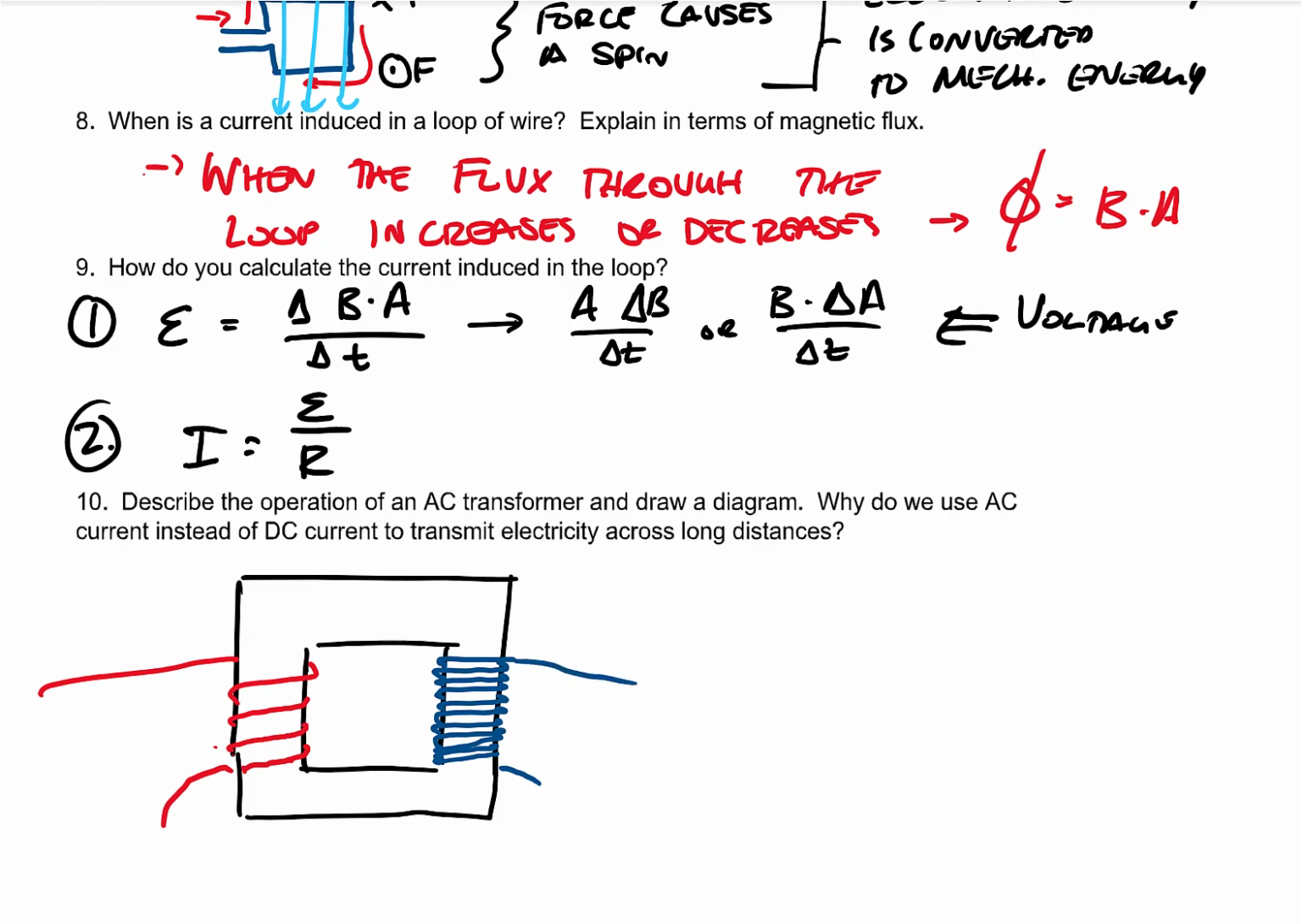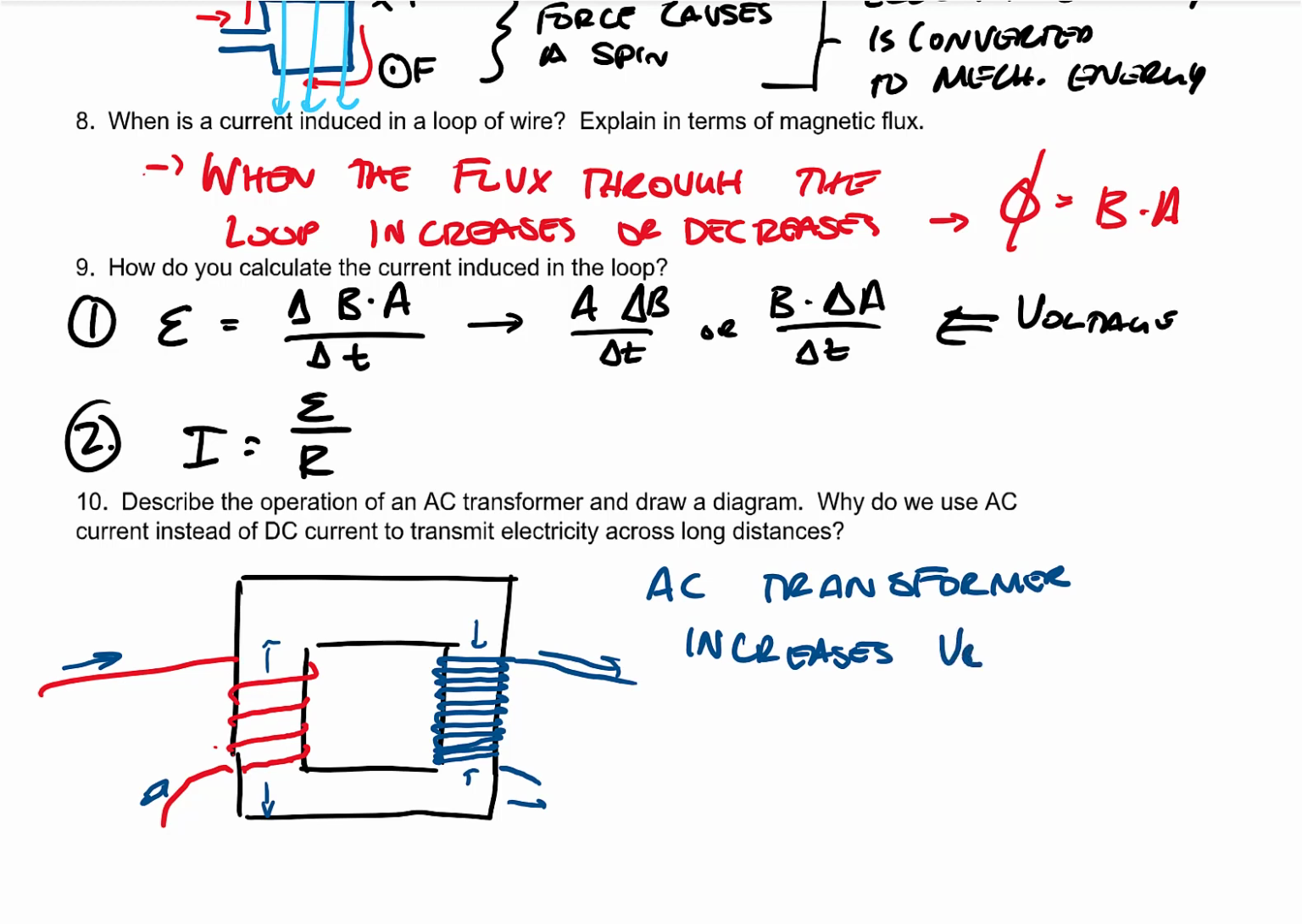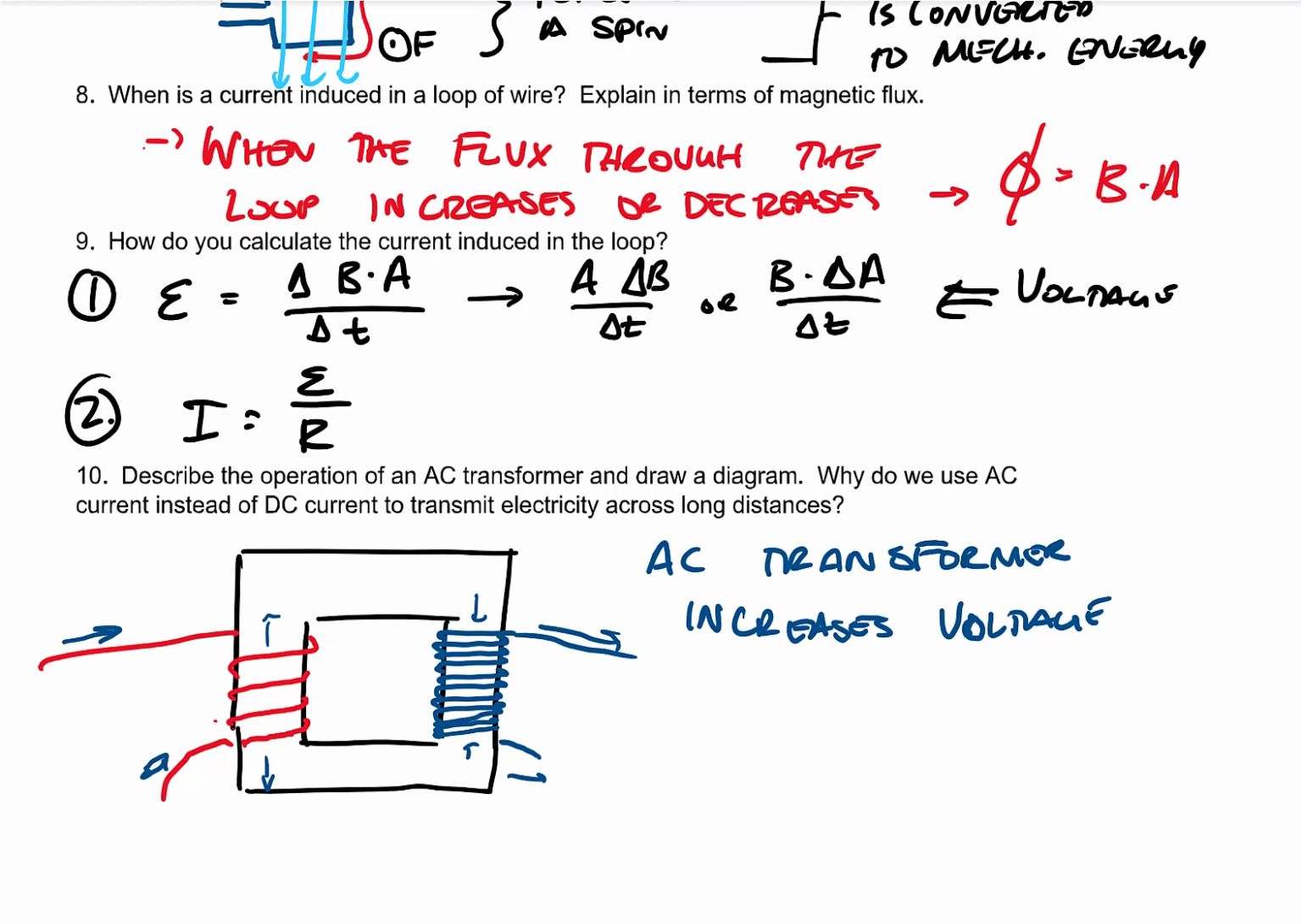And so with all of those loops, we get AC current that goes back and forth. It creates a magnetic field that changes direction here, that creates a magnetic field that changes direction there, and what we get is an increase in voltage. So the AC transformer increases voltage. It leaves the power the same, but it increases voltage, which is good.